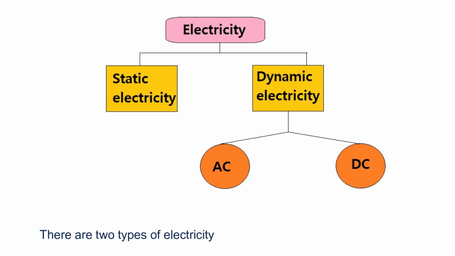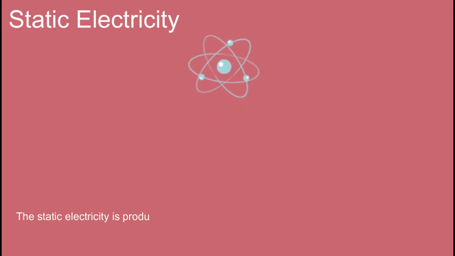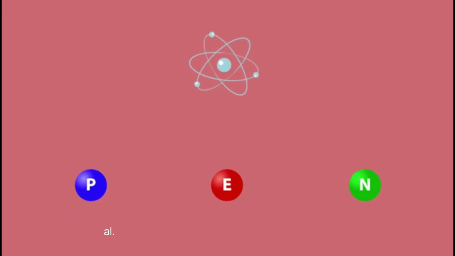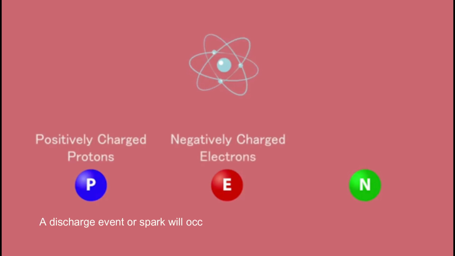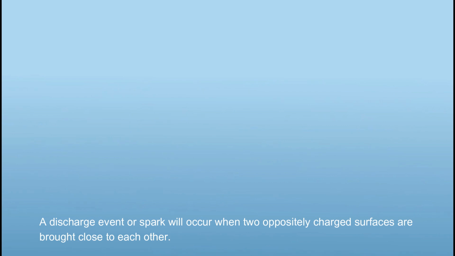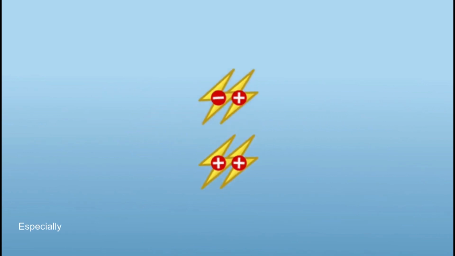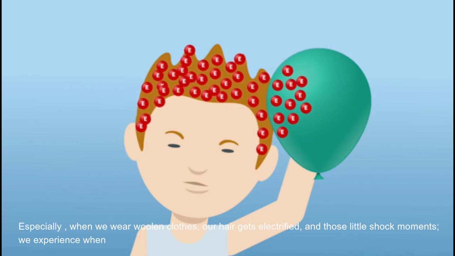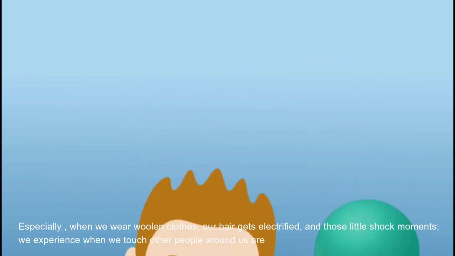There are two types of electricity: static electricity and dynamic electricity. The static electricity is produced when there is an excess or deficiency of electrons on the surface of a material. A discharge event or spark will occur when two oppositely charged surfaces are brought close to each other. Especially when we wear woolen clothes, our hair gets electrified, and those little shock moments we experience when we touch other people around us are associated with this situation.